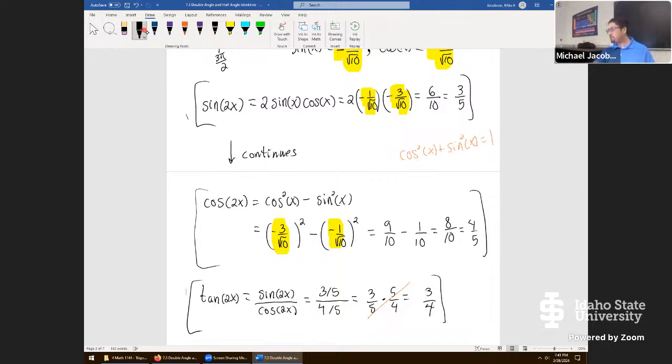And finally, that's the last one. So we did it, folks. That was sine, cosine, and tangent, all at 2x. Any questions at all, folks, on running through these?